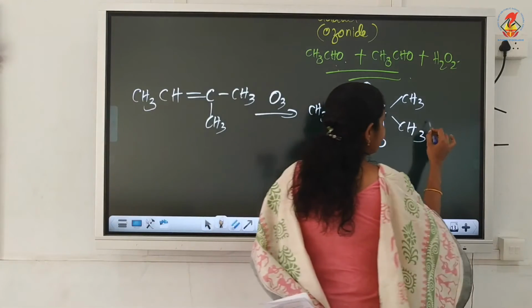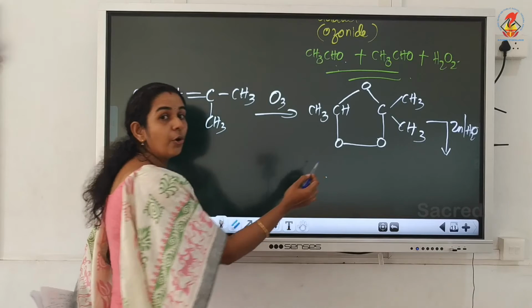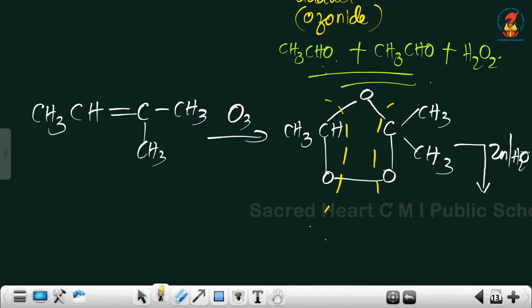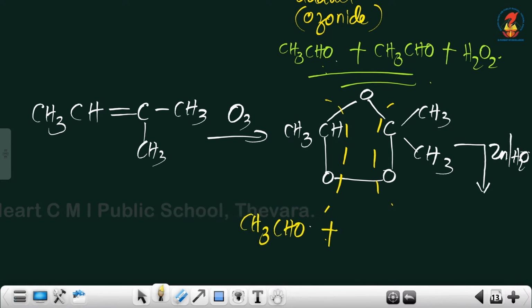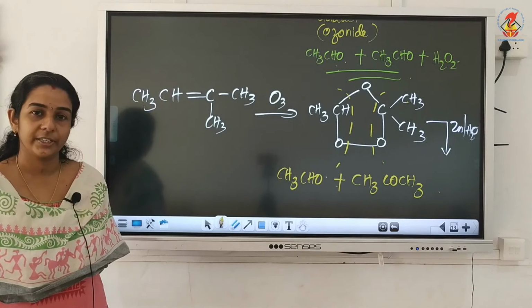Okay. In the second step we are splitting using zinc dust and water. What is this product known as? This is the adduct or ozonide. Okay. In the second step we will split. Tell me the product you are getting. CH3CHO plus CH3COCH3 plus hydrogen peroxide byproduct.